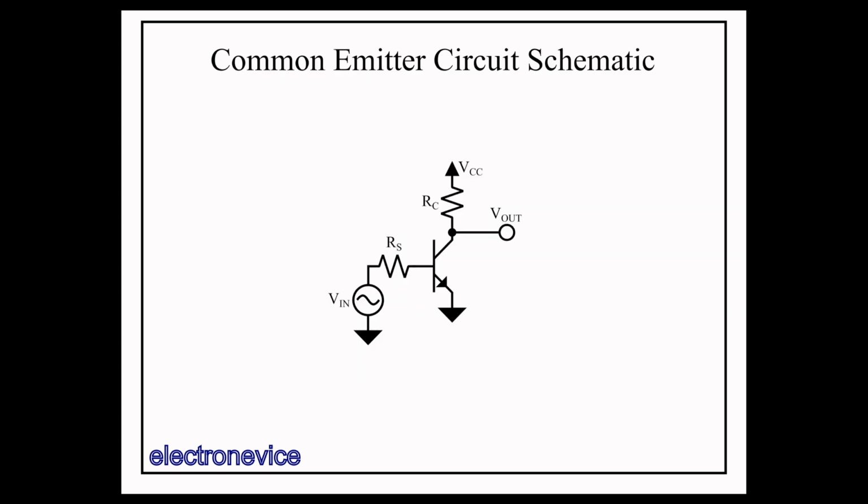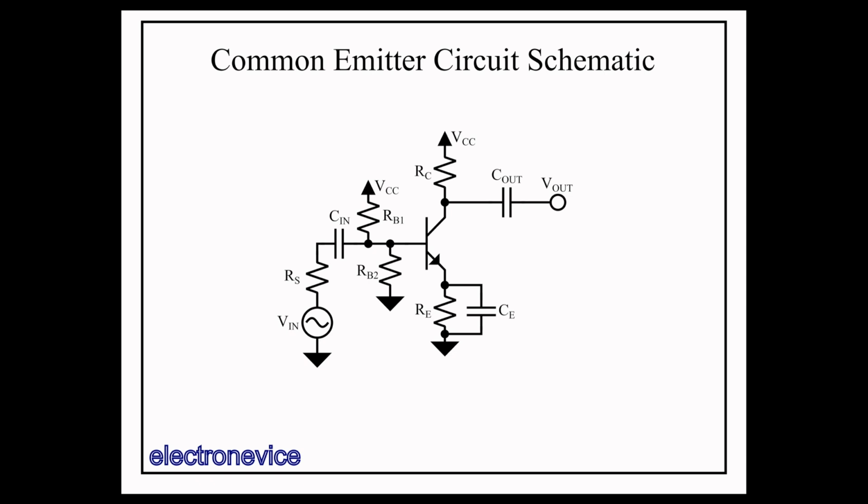Here we have a schematic of the basic form for a common emitter circuit. We have an input voltage on the base with a source resistance, and a resistor from the collector to a power rail with the output taken off the collector. However, in order to properly bias this circuit, we're going to add a few more components.